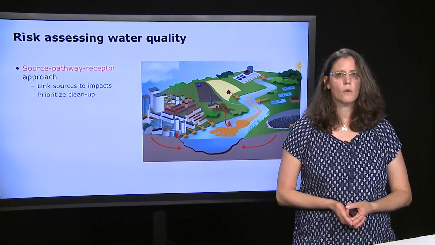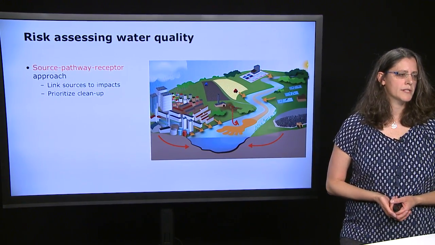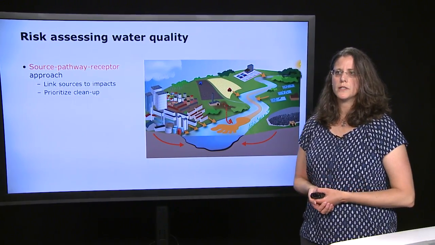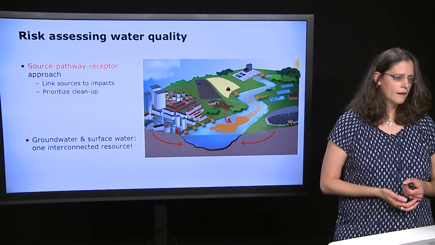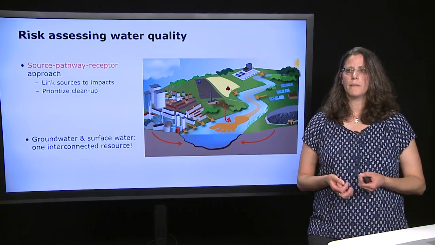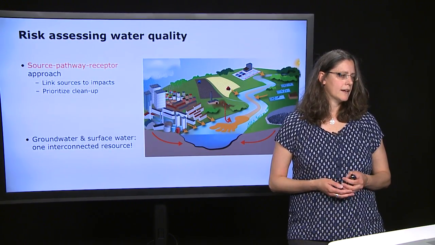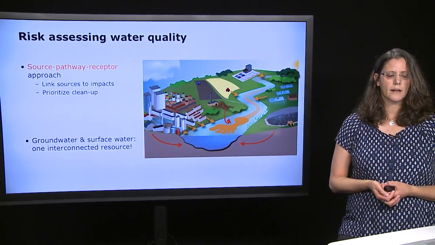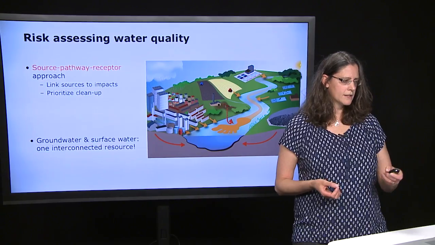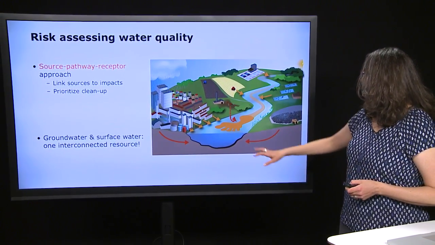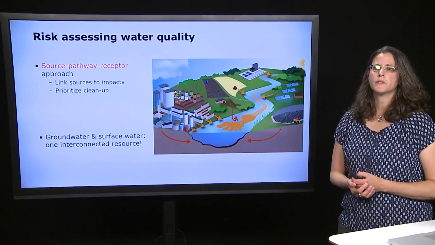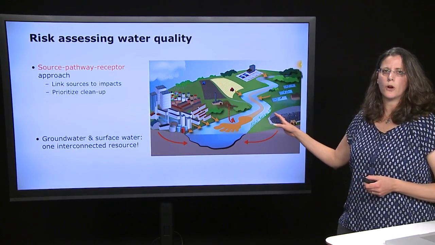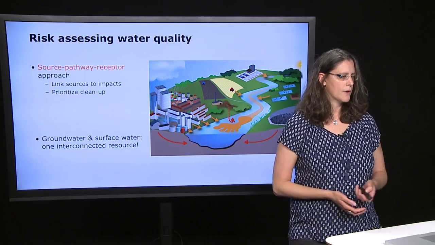In risk assessing water quality, we need to take a source pathway receptor approach in order to link sources to impacts and ultimately prioritize cleanup measures. In doing this, humans really like to compartmentalize things, but we need to take care with this because we need to understand, in particular when we're talking about the hydrologic cycle, that these compartments are connected. In fact, surface water, such as rivers and streams, are really complex environments that act as a footprint for all of the activities in the surrounding area.